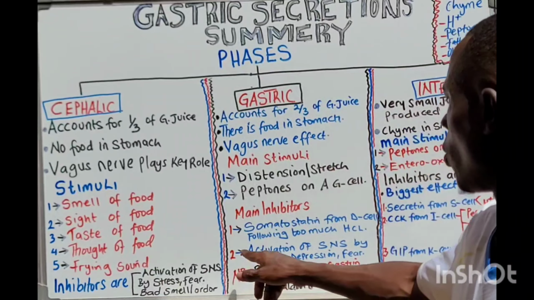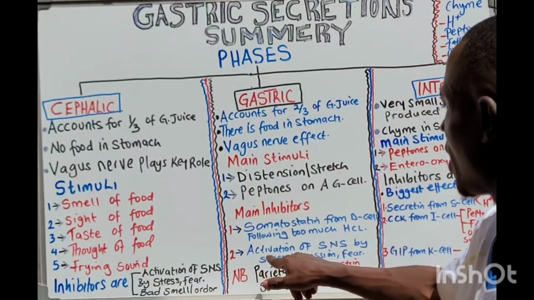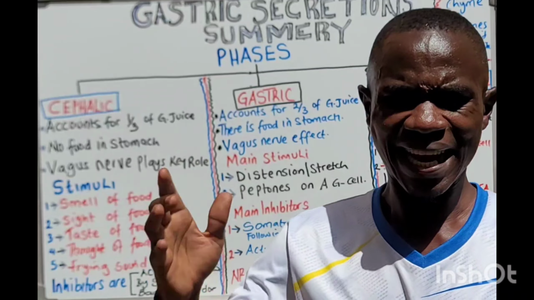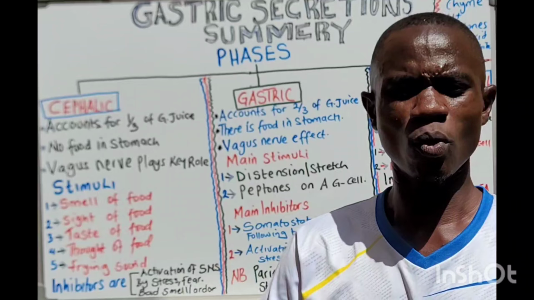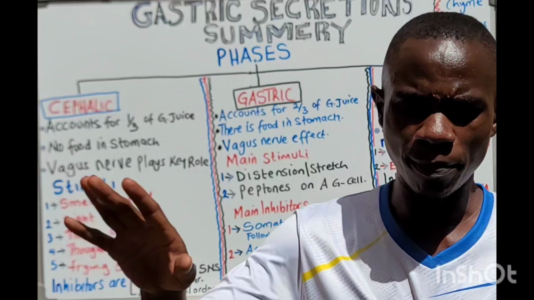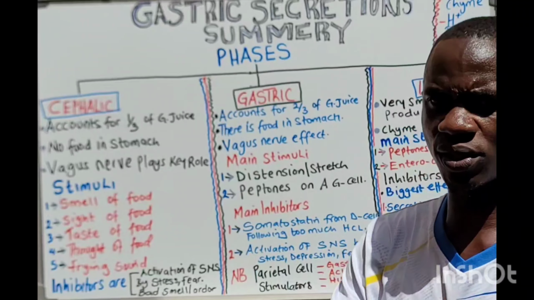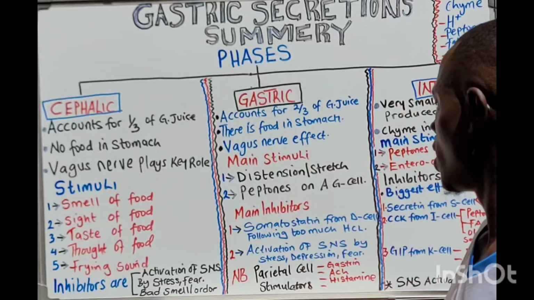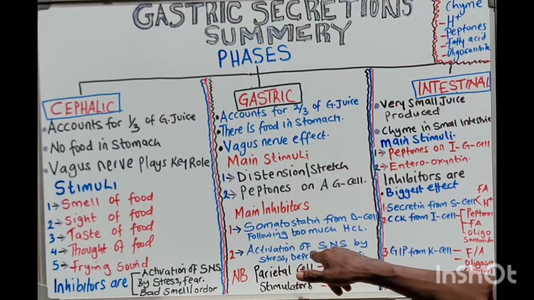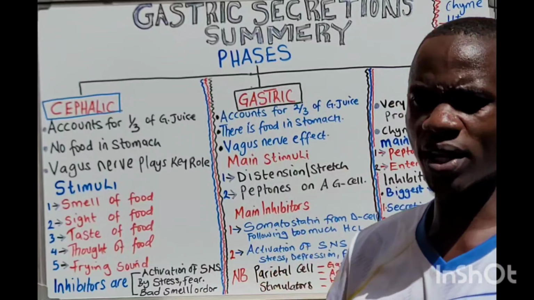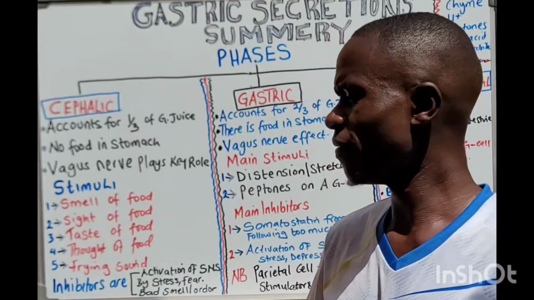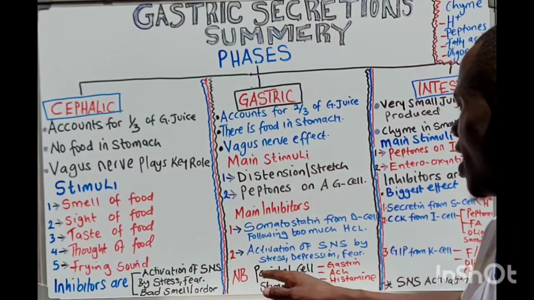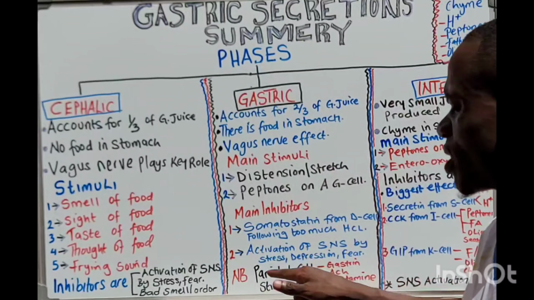So now we have another main inhibitor. Anything that activates the sympathetic nervous system will automatically block the parasympathetic effect, gastric secretion, by the vagus nerve. So now stress, depression, and fear, all those can inhibit gastric secretion even during this phase. Okay. And then we also have the parietal cell stimulators.